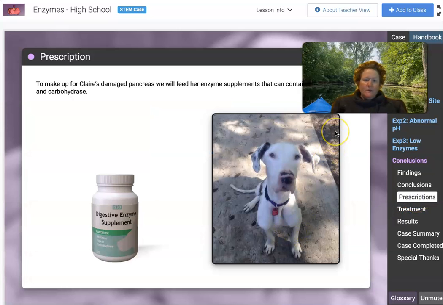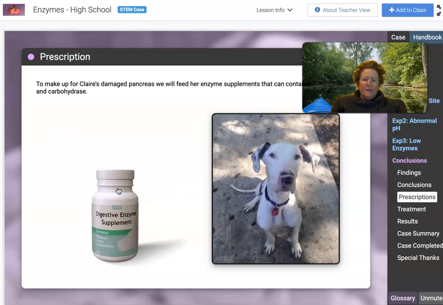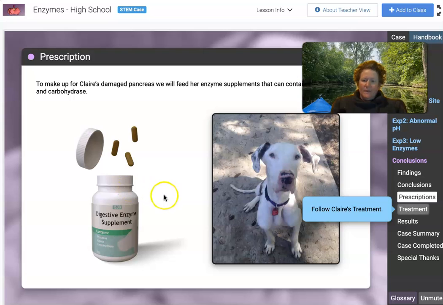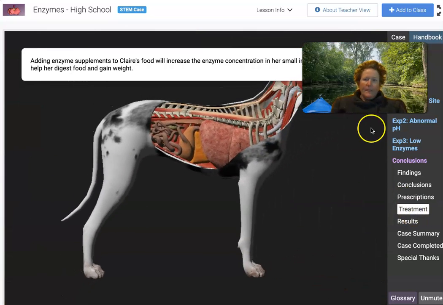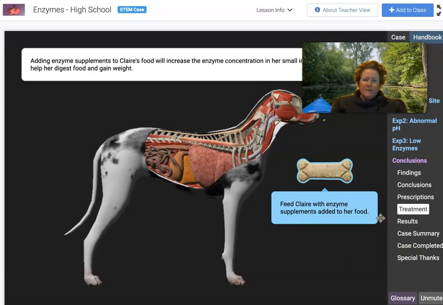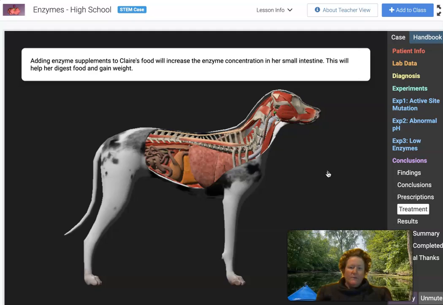The solution was to give Claire supplemental enzymes. So they just put some medication in her food every day. They give her enzymes that she's not making, and she's then very healthy. Adding enzyme supplements to Claire's food will increase the enzyme concentration in her small intestine, and this will help her digest food and gain weight.